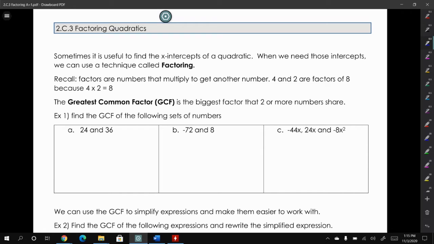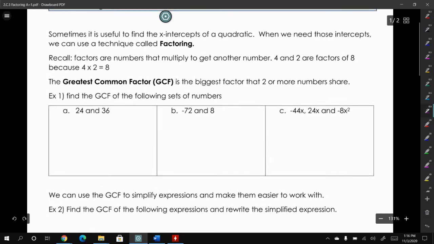Today we're going to talk about factoring quadratics, and this is useful for going from standard form of a quadratic to intercept form and allowing us to solve some other quadratics. Remember, factors are two numbers that multiply to a given number, like 4 and 2 are factors of 8 because 4 times 2 is equal to 8. And the greatest common factor is the biggest factor that two or more numbers share.